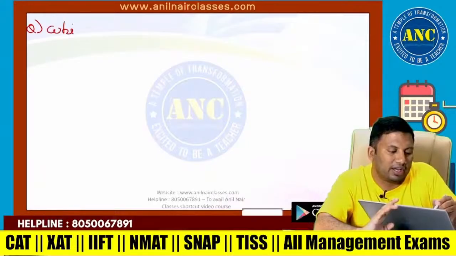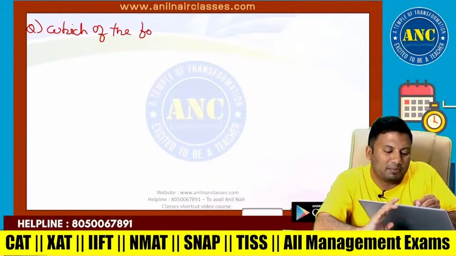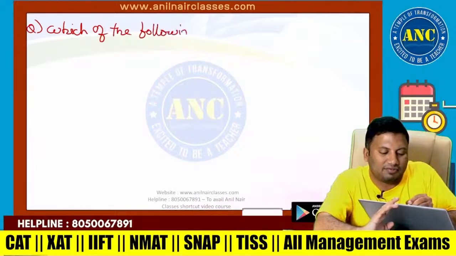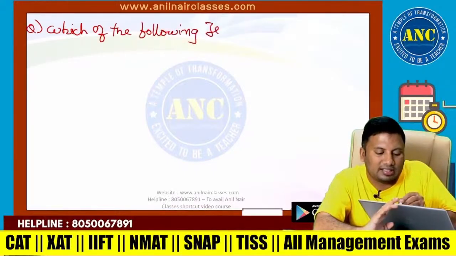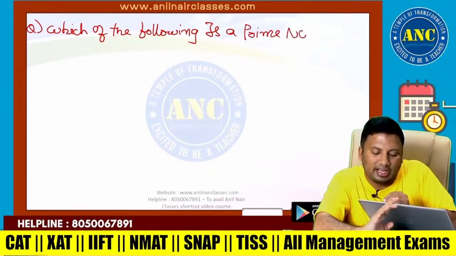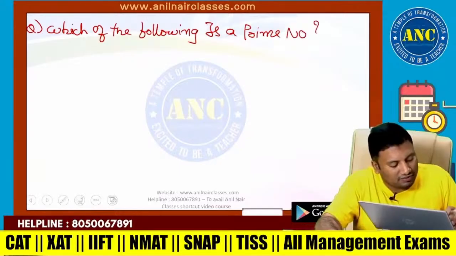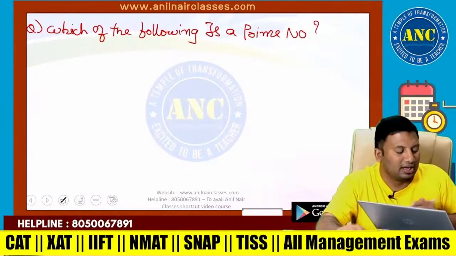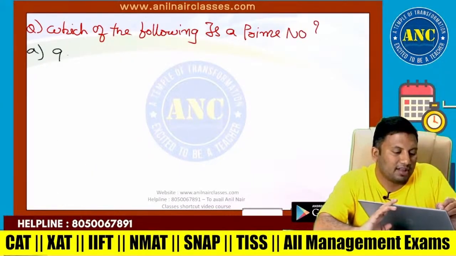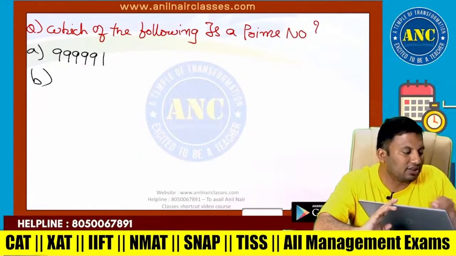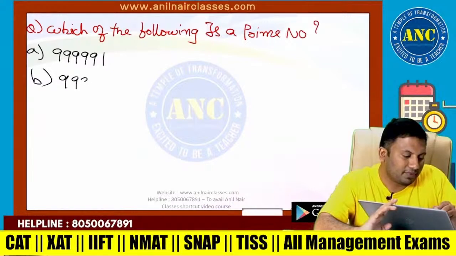A typical prime number question from the last few years of CAT looks like this. Which of the following is a prime number? Now, first option, 5 nines ending with 1. Second option, 4 nines ending with 83.